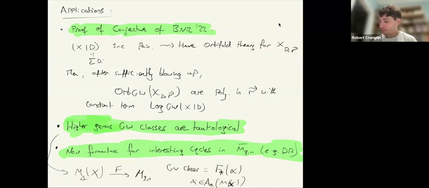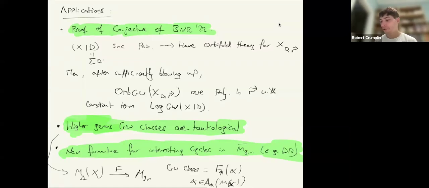And what this first bullet point can allow you to show is that if your target can degenerate to something which looks like a union of toric varieties, you can deduce that a bunch of these classes are tautological for any genus. So there's some argument which goes through all of these orbifold theories and all these previous results, which allows you to get this.